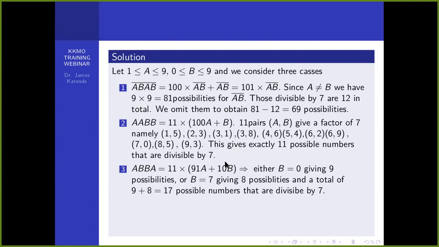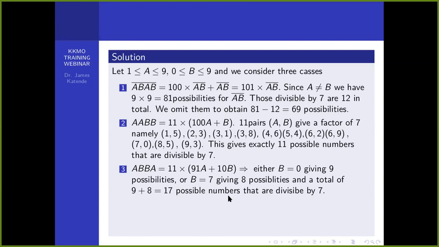Now, if B is equal to 7, because we want this to be a multiple of 7, any of the other numbers will not give us a multiple of 7 here. So if B is equal to 7, we have 8 possibilities for A. The reason we have 8 possibilities is out of these 9, A cannot be 7. The reason for that is that A cannot be equal to B. So if you pick B equal to 7, you knock out 7 as a possibility for A, and you're left with only 8 options on this side.